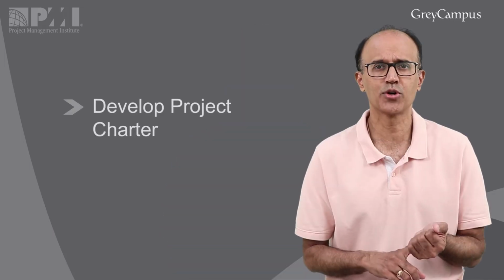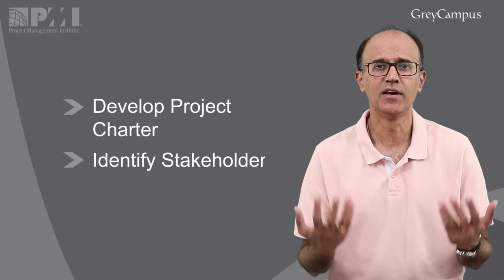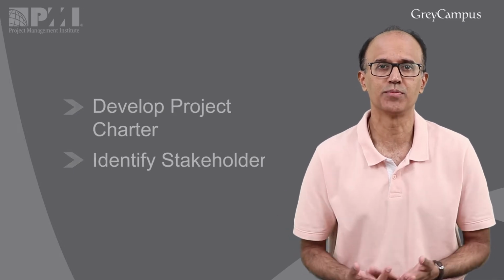Right? What are these initiating processes? Develop project charter and identify stakeholders. These two combined will be worth 26 marks. All right. So I hope you got that. Let me move on to planning.